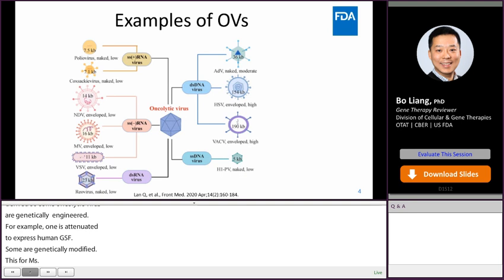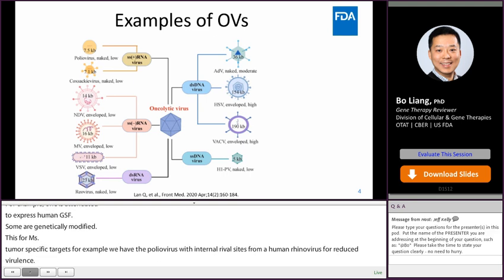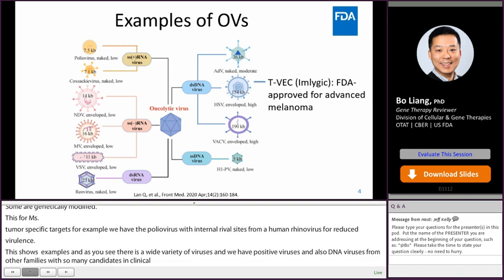This shows some examples of viruses being developed as oncolytic viruses. As you see, there is a wide variety of viruses from different families. We have positive, negative, and double-stranded RNA viruses, and also DNA viruses of various families. With so many candidates in the clinical development, only T-VEC, also known as Imlygic, which is an attenuated HSV1 expressing human GM-CSF, has gained FDA and EMA approval in 2015 for the treatment of advanced melanoma.